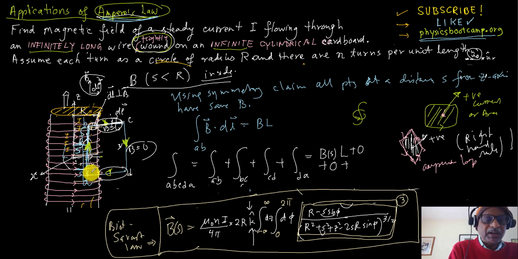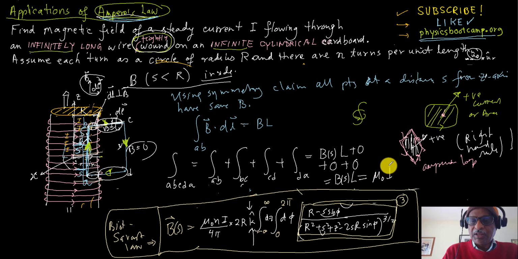This will be 0 because B is 0. And this will be 0 because B is perpendicular to dL. This is 0. So we got B times L on the left side of Ampere's law. And that should equal mu naught times I enclosed. So we need to figure out how much I is enclosed.